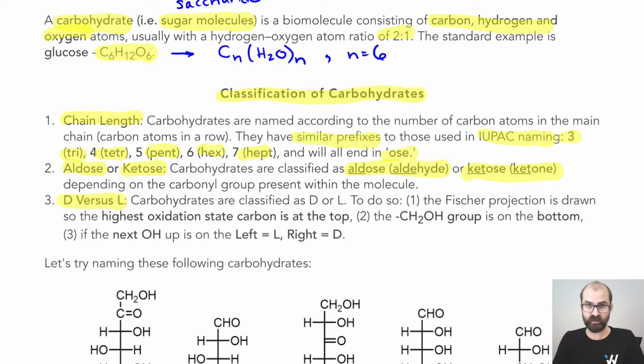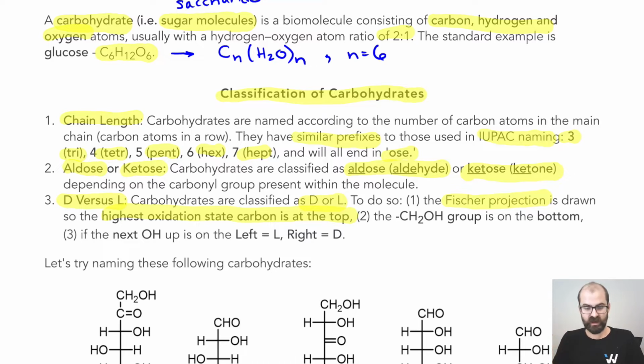But when we want to just classify a carbohydrate as D or L, sometimes we're just asked to do that, not really knowing its name. We just want to say, is it D or L? We do it in 3 steps. Usually it's done on a Fischer projection. Step 0 might be to draw the Fischer projection of the compound. But once you have your Fischer projection, you want to draw it so that the highest oxidation state carbon is at the top. This might involve rotating your Fischer projection 180 degrees so that the highest oxidation state carbon is at the top.